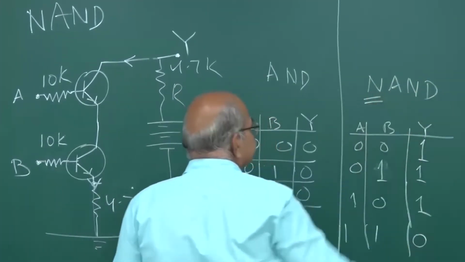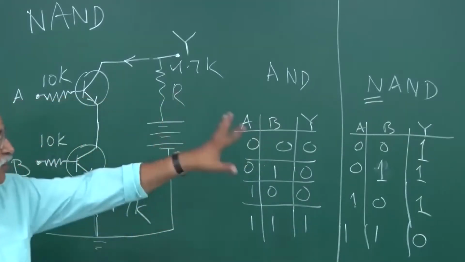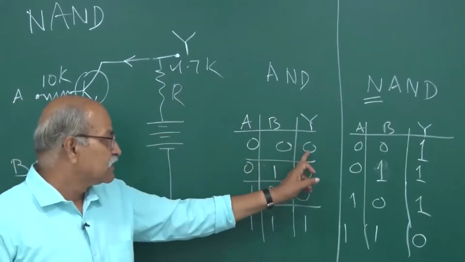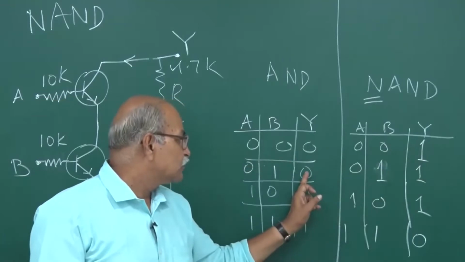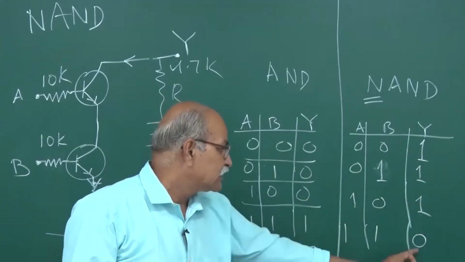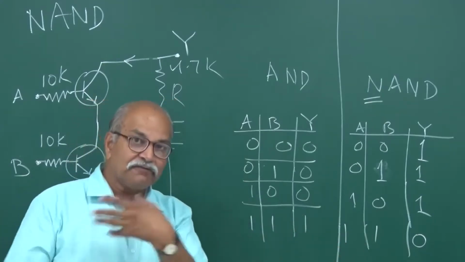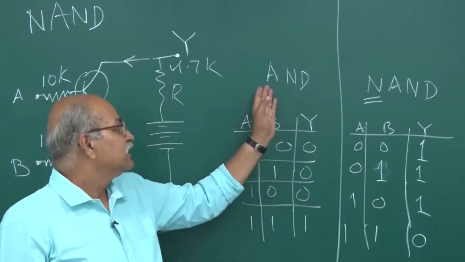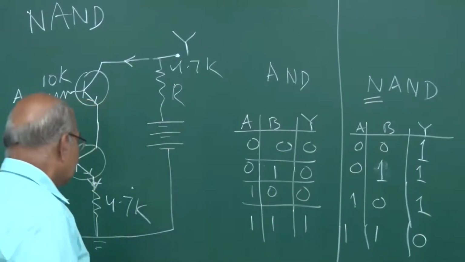Not AND. It is the opposite of AND. If this is 0, this is 1. If this is 0, this is 1. This is 0, this is 1. This is 1, this is 0. So it is just NOT of AND, and therefore the name NAND.